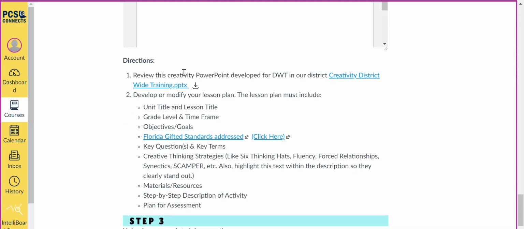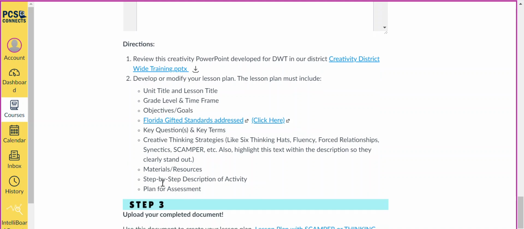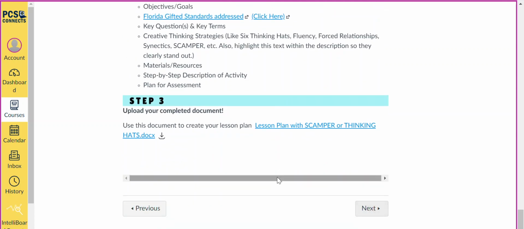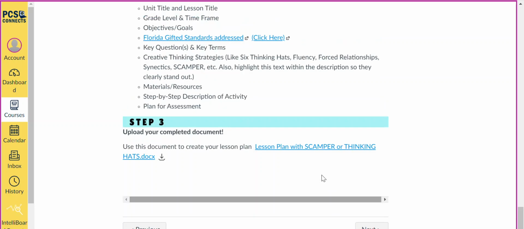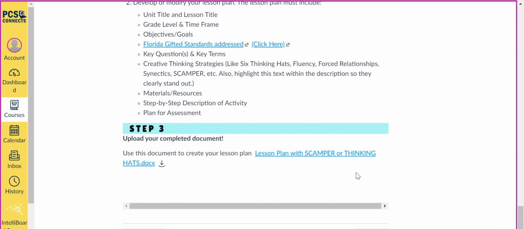You can review this PowerPoint. This was from a creativity district-wide training in our district a handful of years ago. That will give you a little bit of overview and understanding of embedding that information into your lesson plans. And then I just went over everything you need here. Here are your gifted standards. You can click on that. It'll open a new link. And then you're just going to submit that to me, and that's it for this week. That's the only assignment you have.